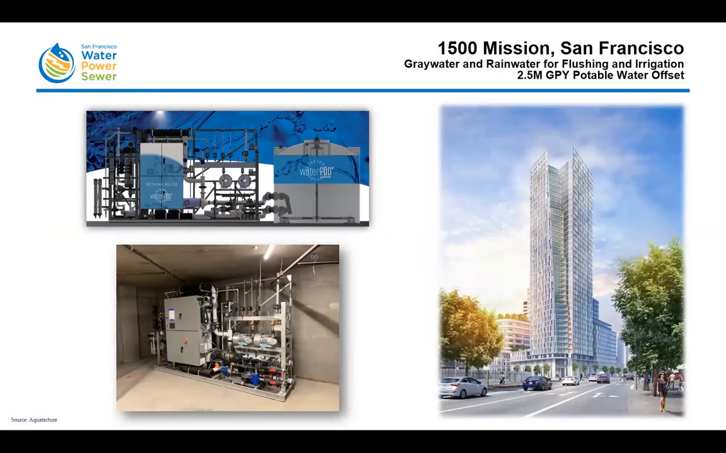1500 Mission is a new residential tower that's currently under construction, and their on-site treatment system actually just went in, and they're currently hooking everything up. But that system is going to be treating graywater and rainwater for toilet flushing and irrigation as well, saving about 2.5 million gallons of potable water each year.